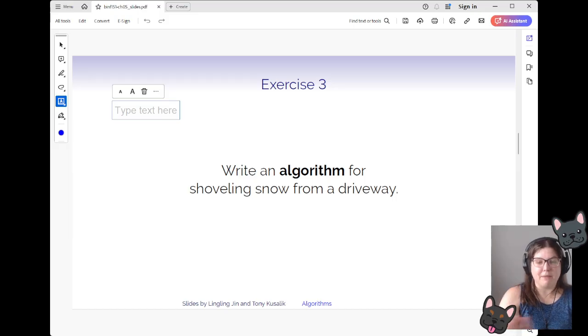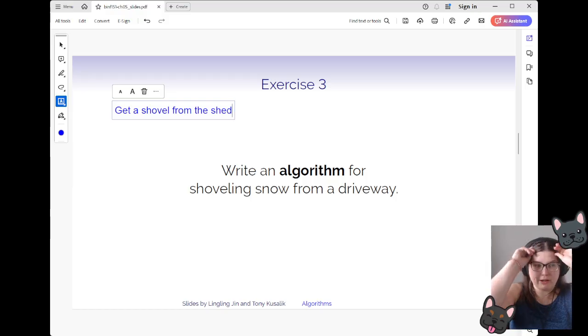So in this case, my brain first goes, okay, if I had to shovel snow, A, I'd have to get over my grumpiness, but B, the first thing I would need to do here is get a shovel from the shed. Could be the garage, storage location, whatever it might be. But we need to actually go and obtain a shovel in order to do the shoveling. Then what we're going to do is start shoveling.